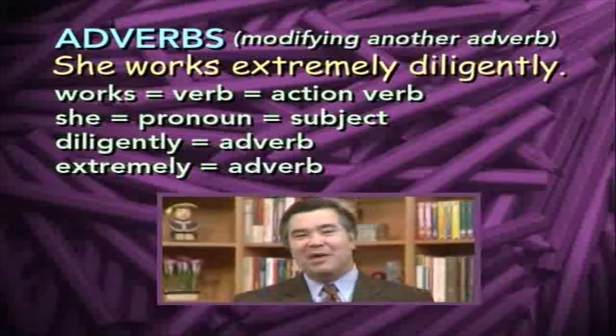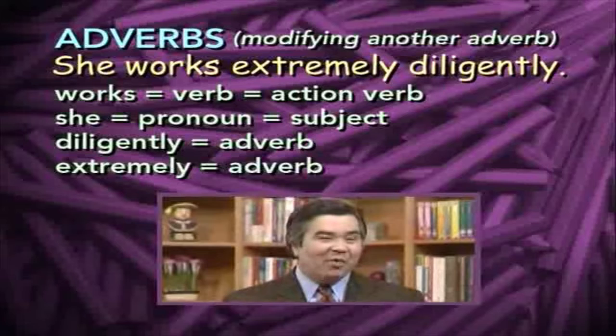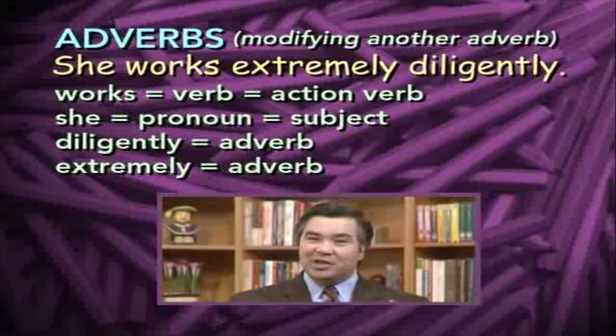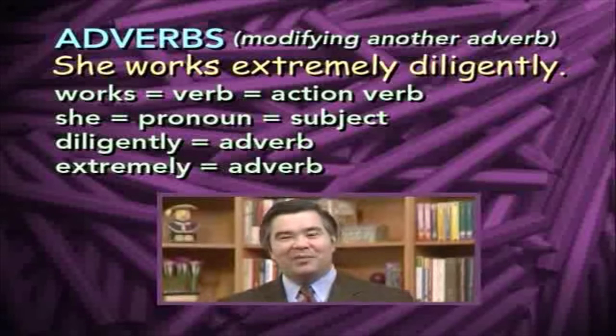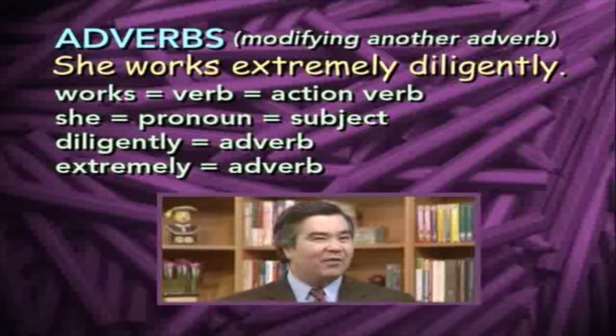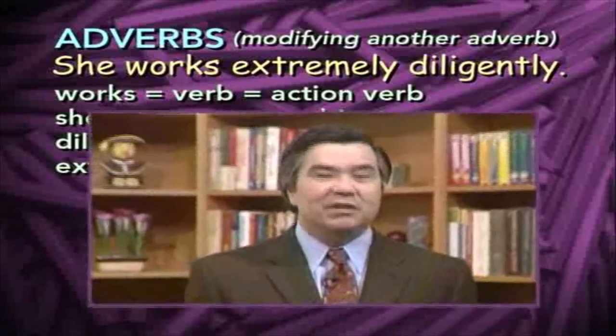In this case, it modifies another adverb. It modifies diligently. How diligently does she work? Extremely diligently. So extremely gives us more information about, or modifies, the adverb diligently. So in this case, we have an adverb being used to modify another adverb. So we've seen examples now of all three ways that an adverb can be used: to modify a verb, to modify an adjective, or to modify another adverb.